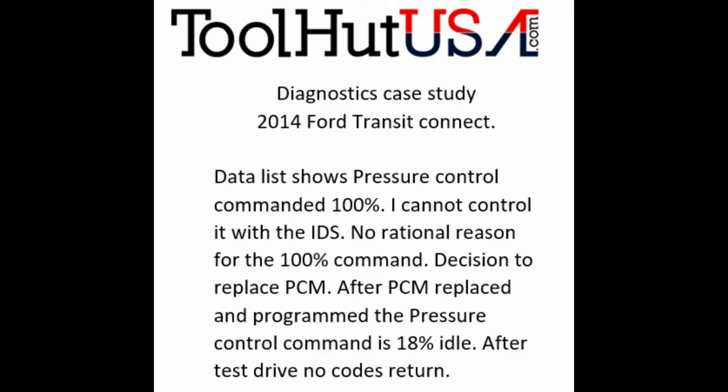I don't have any indication of where to go with my pressure control. It is topped out. It is 100% pressure control commanded. I can't get it to uncommand, and the decision is made that we're going to put a PCM in it. I hate doing this. It just drives me crazy because I can't verify why the pressure control solenoid is being commanded 100%. The good thing is that the PCM did fix the harsh engagement.